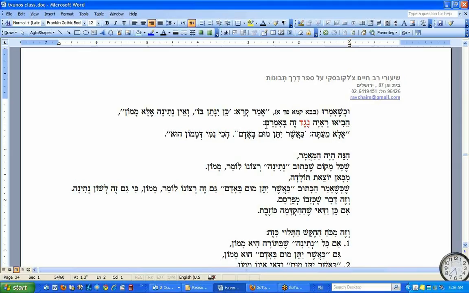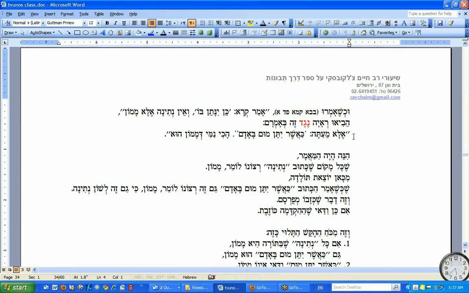Hevi ra'ayah neged zeh b'mamon. We brought a proof that that statement can't be true, that the nesina in this case is money, through a reductio ad absurdum. What did we say? "Ka'asher yitein mum ba'adam," hachi nami demamon hu. So when the pasuk says "ka'asher yitein mum ba'adam," it used the word yitein, and it says it's a mum. It also means money. It can't be.